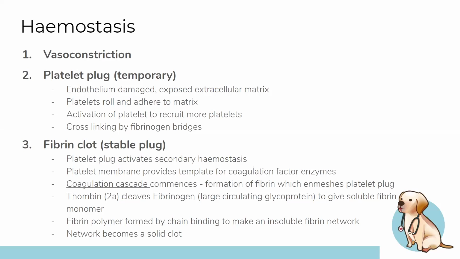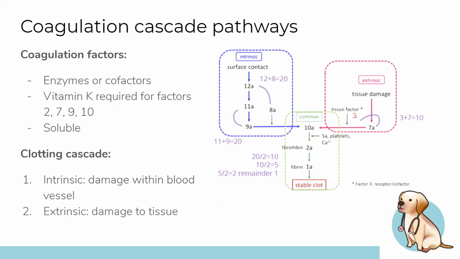Okay, so now you've got this creation of the platelet plug, and that's basically going to lead to the activation of events that will form your stable fibrin clot or your stable plug. So fibrin is entangled around the platelet plug, and it's formed through a series of steps that you can see on the slide. And it's basically going to be rebound, and it will make an insoluble network that we know as a fibrin clot.